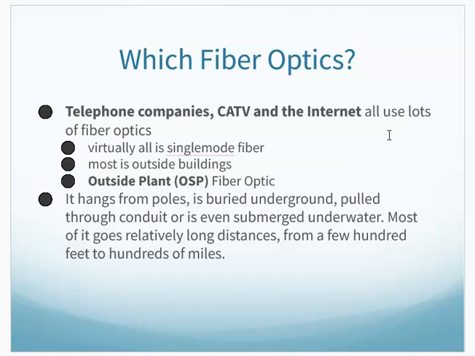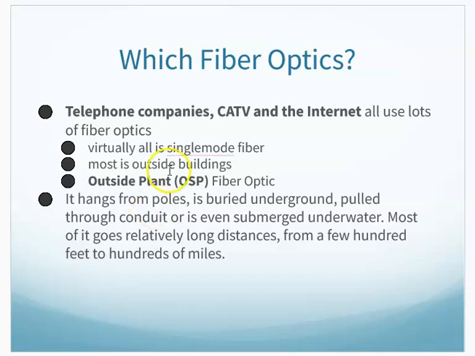Your telephone companies, cable TV, and internet connections use a lot of fiber optic. A lot of it is single mode. Most of it's outside the building, so therefore they call it outside plant. So the fiber optic connection coming from your building over to the ISP, maybe buried in the ground or on a telephone pole, that would be an outside plant fiber optic, most likely a single mode connection.